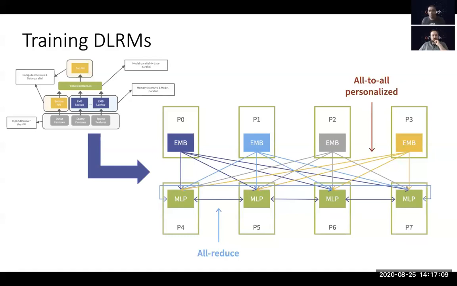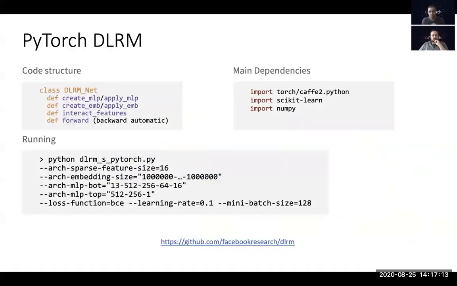And we have a reference implementation which implements the DLRMs that I talked about, and also the training of these DLRMs with all the complexity that I went into detail in the previous slide, with distributed execution, as an example in PyTorch. This is available on GitHub. This is what we refer to as PyTorch DLRM. You can find it at the GitHub link here.